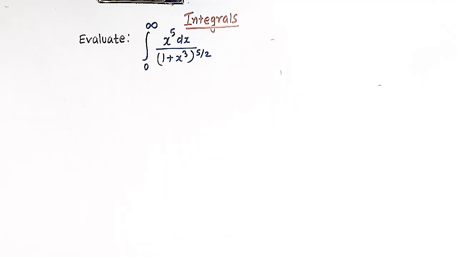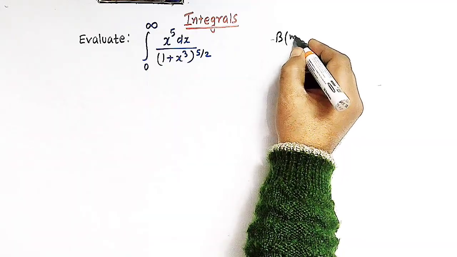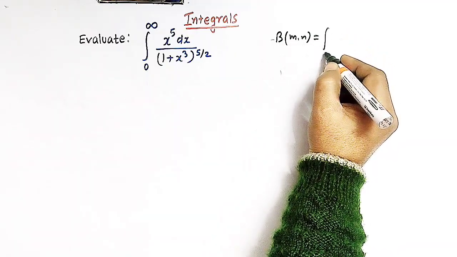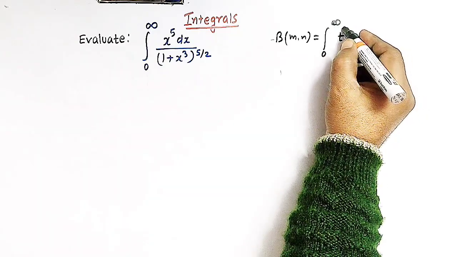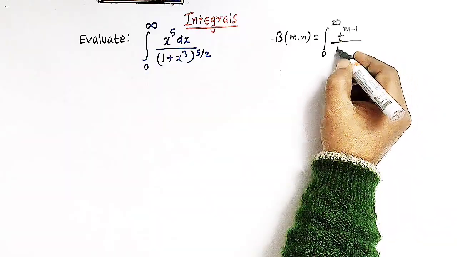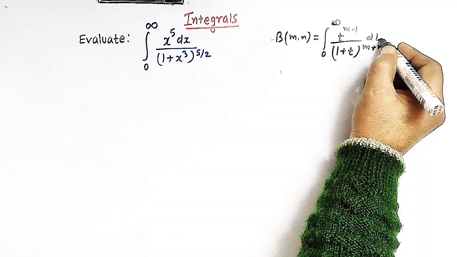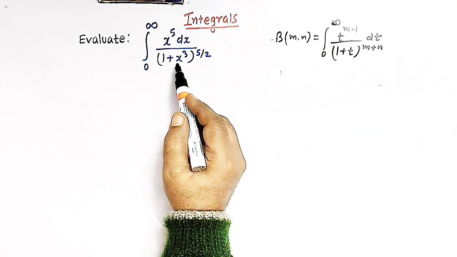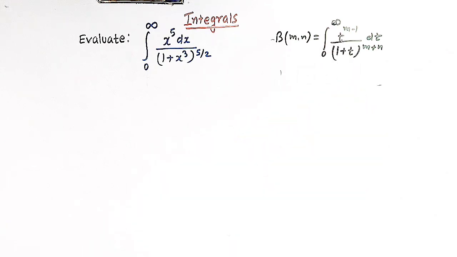Before applying the concept of beta and gamma functions, let us first make use of the method of substitution to convert this integral into a beta function, that is, beta(m, n) is given by the integral from 0 to infinity of t raised to m minus 1 divided by (1 plus t) raised to m plus n dt. So by a method of substitution, we'll first convert this integral into the beta function.